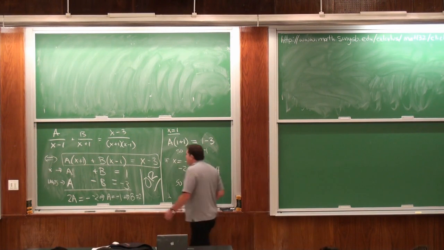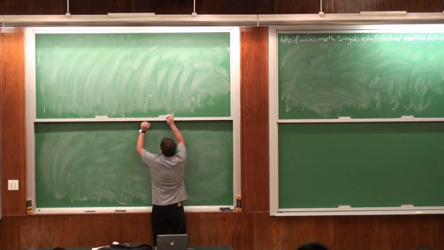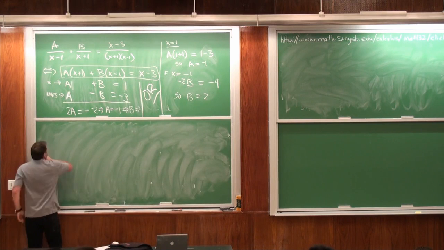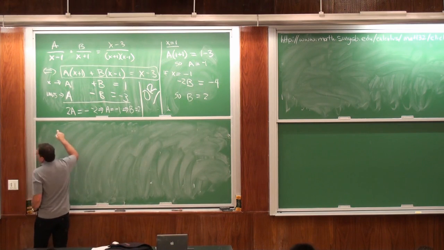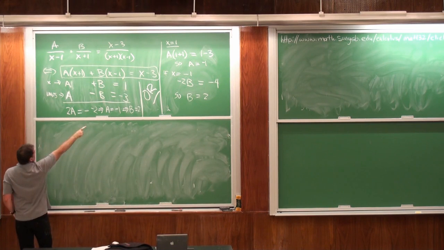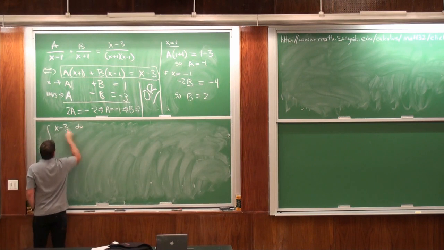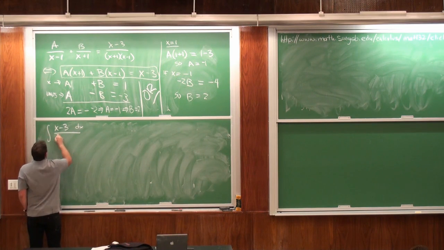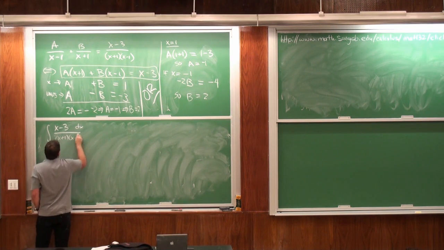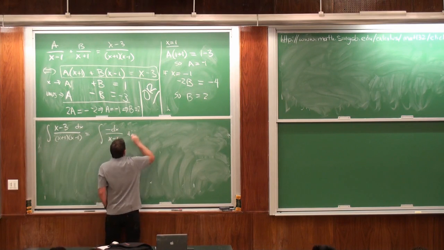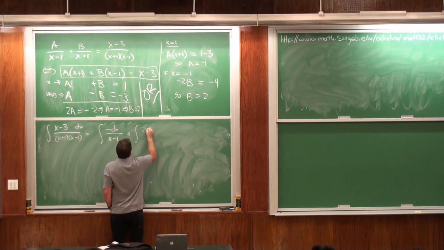All right, but in both cases, we wind up with something fairly easy. So that tells me that a is negative 1 and b is 2. So that means that the integral of (x minus 3) dx over (x plus 1)(x minus 1) is the same thing as the integral of negative dx over (x minus 1) plus the integral of 2 dx over (x plus 1).